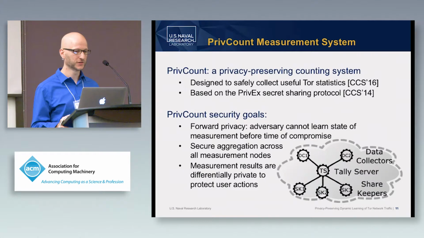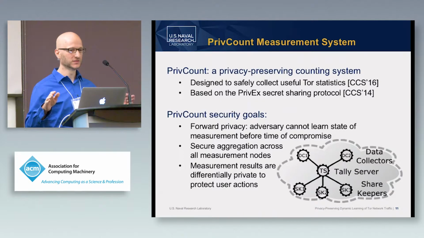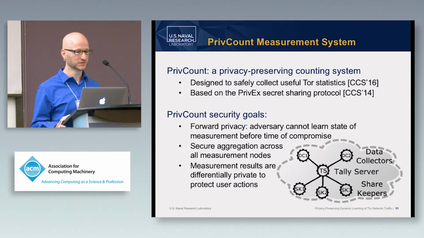in CCS 2014. PrivCount security goals include forward privacy, so an adversary cannot learn the state of measurement before the time of compromise. Secure aggregation across all measurement nodes. So this means that if you have a number of measurement nodes, you learn the combined aggregate of a specific statistic without learning individual inputs from the nodes. And the measurement results are differentially private to protect user actions by adding noise to the statistics, more or less.